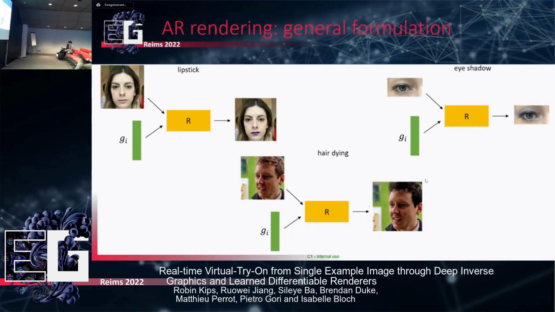So you can see emerging here a global trend of all these systems. What our system needs is a source image and a cosmetic parameter G_i. The cosmetic parameter and the source image are sent to a renderer, denoted here R, to generate, for example, the lipstick, but a similar pipeline will generate, for example, eyeshadow, or also hair coloration.